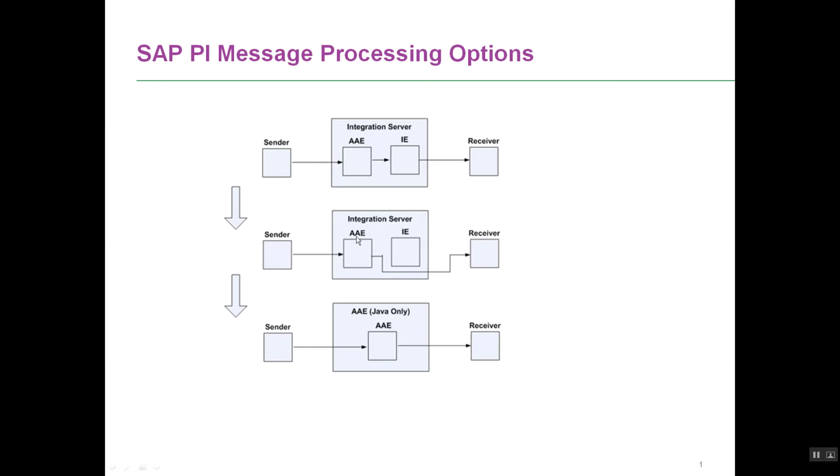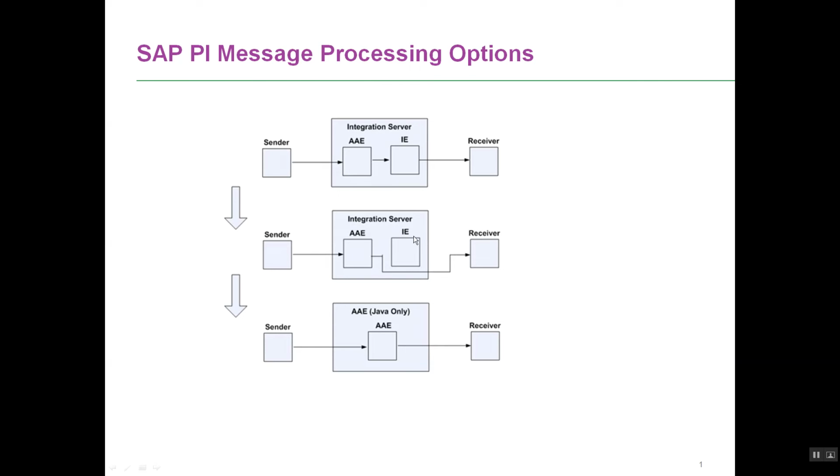So we look at what the integrated configuration does. Now, another evolution of PI: if you look at the arrows, this was the first, XI 3.0, PI 7.0, and then from PI 7.1, this option of PI message processing was supported. And then from PI 7.31 onwards, you could install a Java only PI. Remember, we saw the difference between a Java only PI and a dual stack PI. This is nothing but a dual stack PI, right? You have an adapter engine and an integration engine.